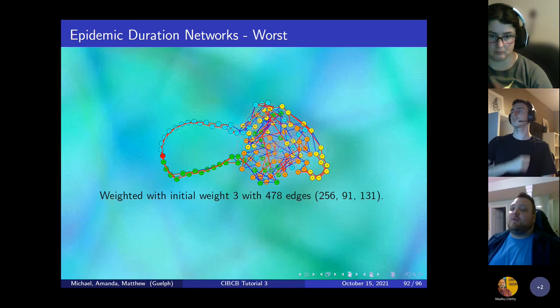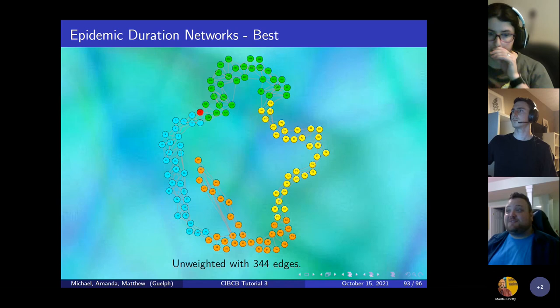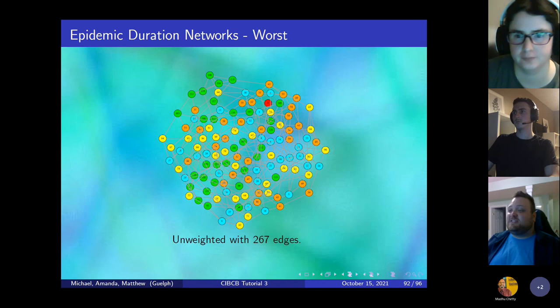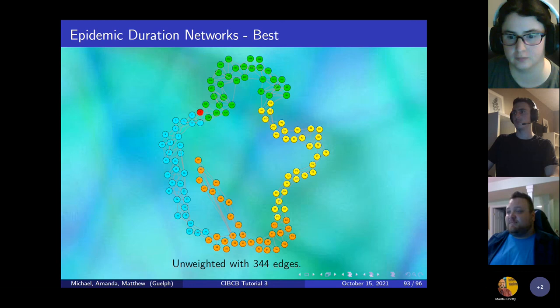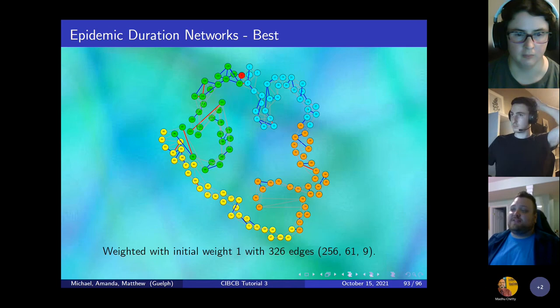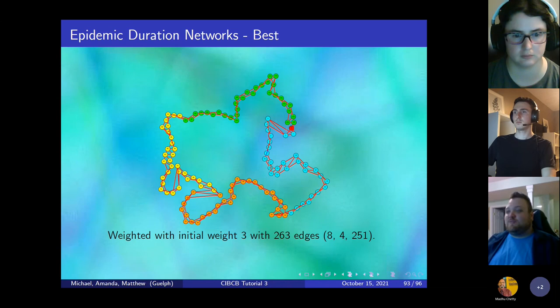And so what about our best results? We didn't choose for penguins or different shapes. We just chose the best, and they happen to be penguins. So this is unweighted, has 344 edges. If you compare that, 267 to 344, you actually end up with obviously a bunch more edges in this one. And then weighted with initial weight of 1 has 326 edges, 256 of weight 1, 61 of weight 2, and 9 of weight 3. And then a horse. So this is weighted with an initial weight of 3 and 263 edges, with 251 of them retaining the edge weight of 3. But obviously very close to the initial ring network.